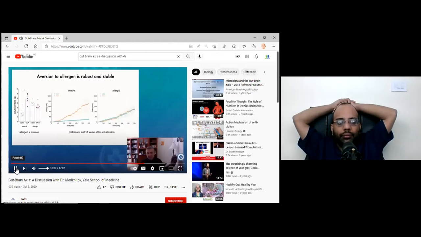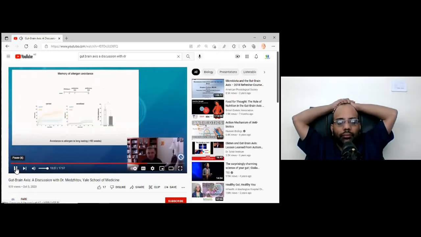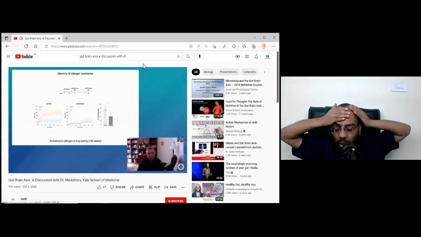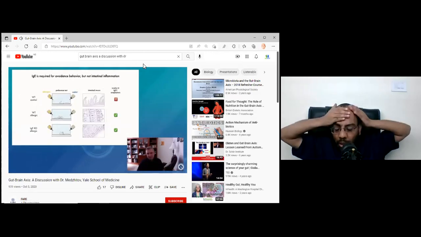And interestingly, this type of aversion is very robust and stable. It can last for months. So here we show the comparison again between control mice that prefer albumin versus allergic mice that lose this preference and start avoiding albumin. This is 10 weeks after sensitization, and this is over 50 weeks after sensitization. There is still the same phenomenon. There's a long-lasting memory of aversion. And this aversion reaction is actually not dependent on the inflammatory response in the gut, as shown here.